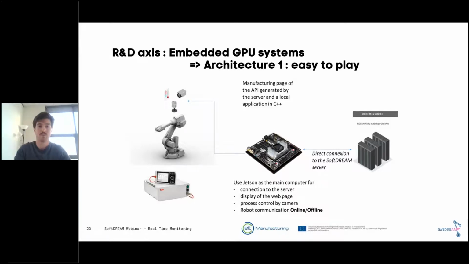Yeah, thank you, Hassan. So one aspect we want to explore was the GPU: how to put this Jetson board in the main architecture of the data flow. There are in fact two architectures. The first one I call easy to play, because it's a very plug and play solution. In this architecture, the Jetson does the connection to the server, the display of the web page for the users to see all the camera data on the API, but also to have access to the server database, and to do the robot communication online and offline.